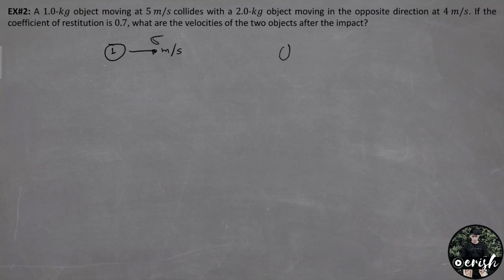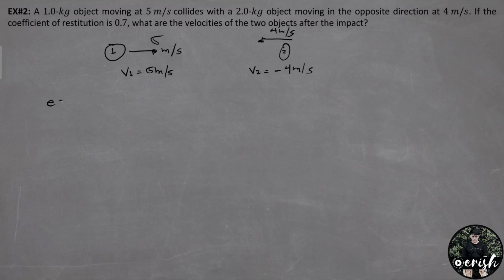And ito naman si object 2, moving at the opposite direction. So, ito siya, 4 meters per second. Assuming na yung right direction ang positive. So, we have V1 as positive 5 meters per second. Ang V2 natin is negative 4 meters per second. Ang hinahanap sa atin is yung final velocities nila after the impact or after the collision.